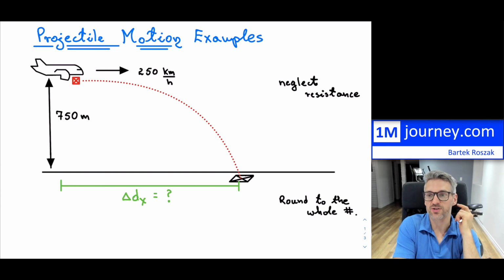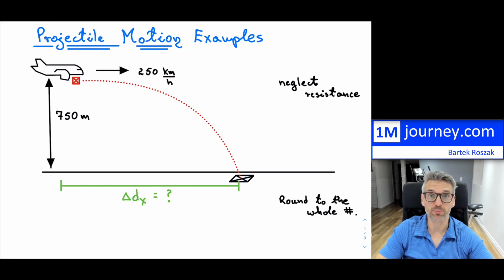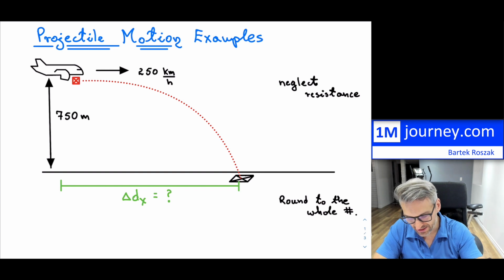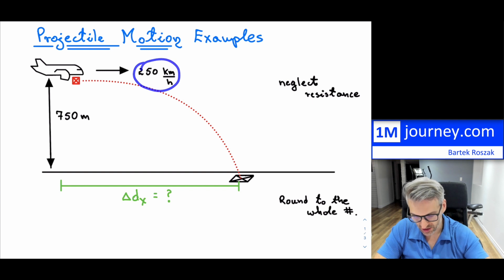So the first question is, if you have an airplane traveling at 250 kilometers an hour, as you can see there on the diagram, and it wants to drop off a package so that the package actually lands, okay? So as you can see, there's a landing pad right here, so maybe it's for food or something else that this package is going to end up with. Now the height above the ground that this airplane is traveling at is 750 meters. And it is moving at this particular speed.